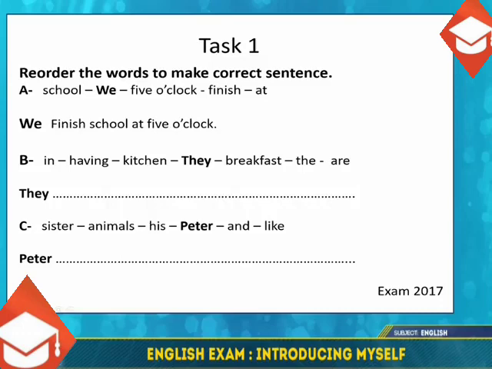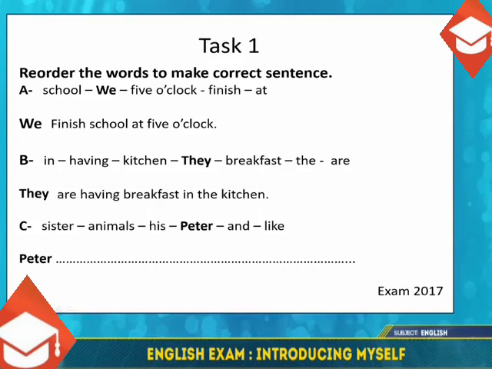Second sentence, we have the following words: in, having, kitchen, they, breakfast, the, are. The sentence starts with they. What are the following words? That's correct. They are having breakfast in the kitchen.